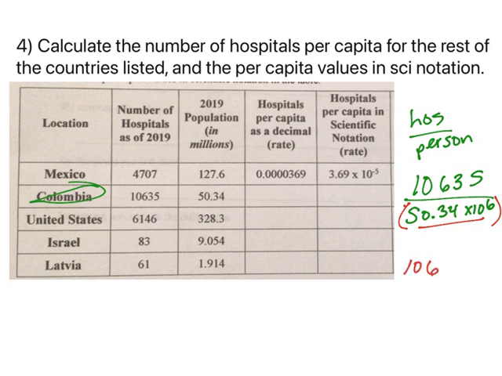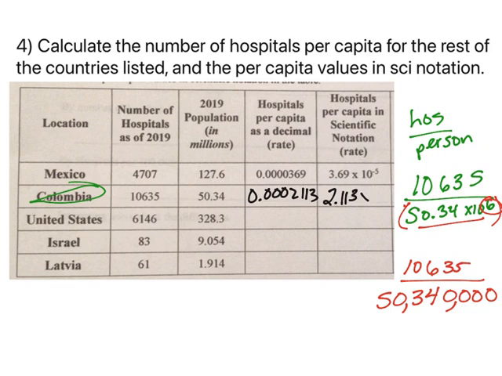Depending on your calculator, some of you can type this in exactly like you see it. Make sure you put it in parentheses. Some of you might not feel comfortable with that. So here's the idea. We have our 10,635. This 6 says move your decimal to the right 6 places. So 1, 2, 3, 4, 5, 6. This would be that number, 50,340,000 in standard form. Plug that into your calculator. So for Colombia, we would get 0.0002113. In scientific notation, that's 2.113 times 10 to the negative 4th. Some of your calculators might give you your answer in scientific notation, then you would change it to standard form. Some of them are going to start in standard form. You're going to need to change it to scientific notation. You're going to have to just figure that out based on your calculator.